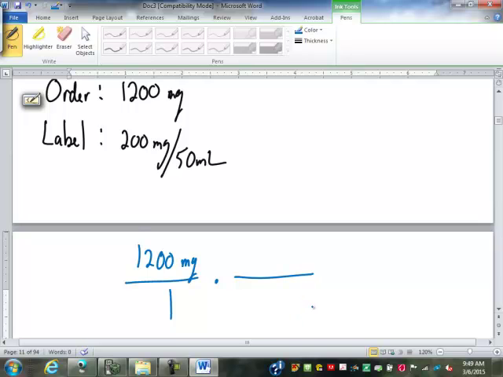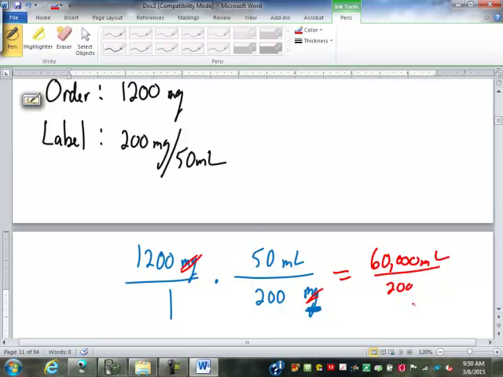Usually it's easiest to figure out what has to go on bottom in our conversion factor. What has to go down here? Milligrams, the 200. We knew that the milligrams had to go down there so that they can cross cancel out. So then, of course, on top, the 200 milligrams is related to the 50 milliliters, so the 50 milliliters will go on top. So we cancel out the milligrams. 1,200 times 50 milliliters will be 60,000 milliliters, divided by 200, which will give us 300 milliliters of medication that need to be administered.